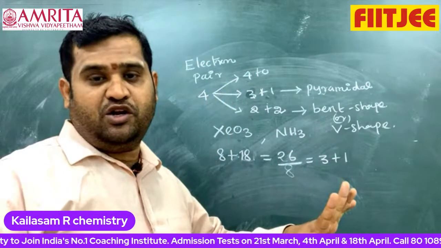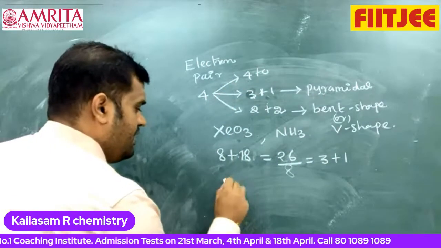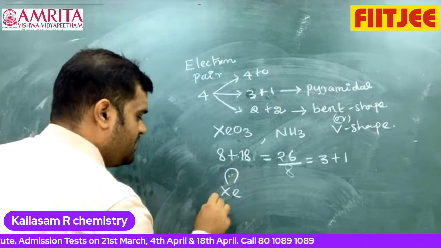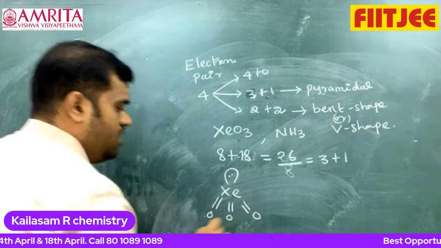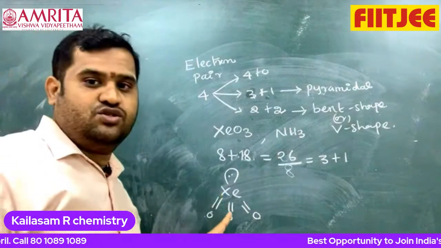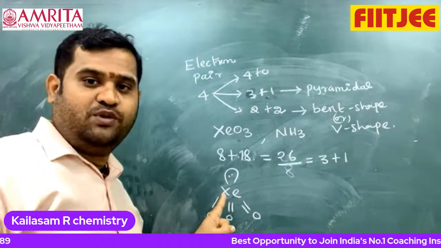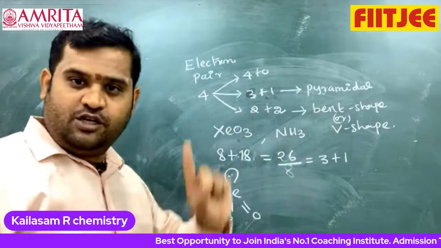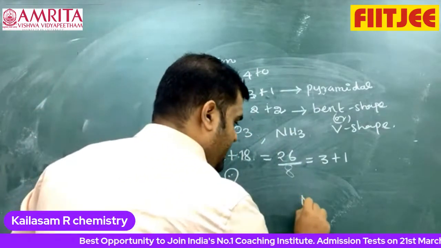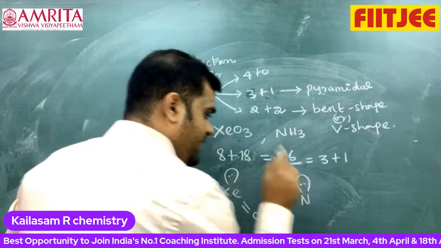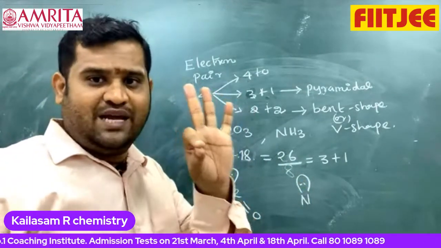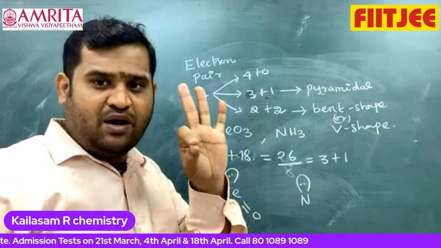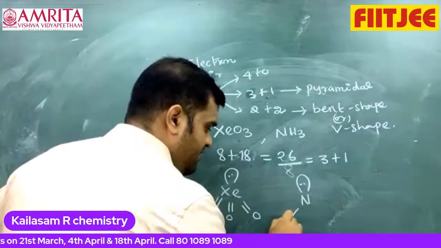How? Look at this. I'm going with Xe. I can have the lone pair of electrons, and double bond, double bond, double bond. Now I can say the XeO3 geometry is pyramidal. Now come to NH3. I'm taking the example of N because it has 5 valence electrons. In that, 3 valence electrons take part in the bonding, and 2 remain as a lone pair. Now look at this. I'm having this hydrogen.